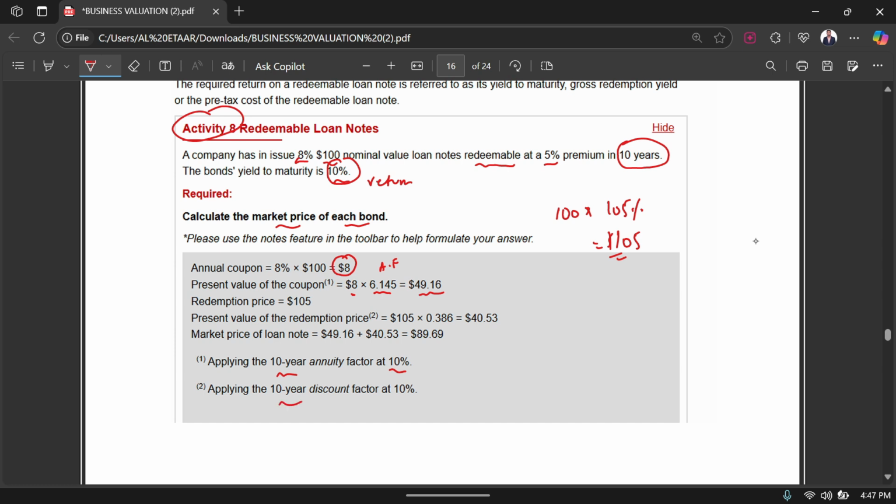So you have to use the 10-year discount factor at 10% to calculate your present value of the redemption price, which is going to be 40.53. Then you add this present value of redemption price with the present value of the interest to get your total present value, which is 89.69, and this total present value is going to be the market price of the loan note. So I hope this way of calculating market price of bond is clear to you guys. In the case of redeemable loan note, this is how you calculate the market price of each bond.